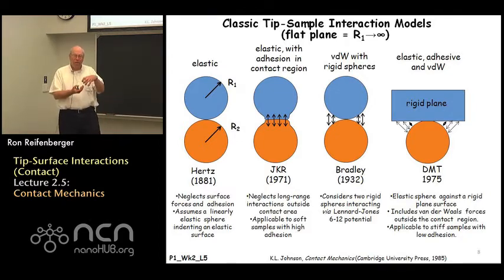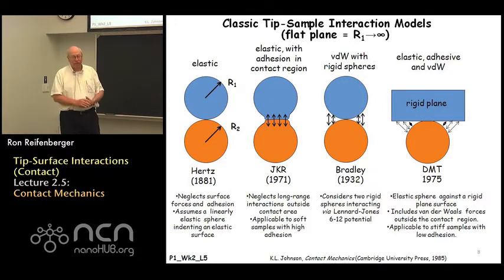In 1971, the JKR model was introduced. The JKR model is useful if one of the spheres is reasonably soft. In particular, the JKR model just includes forces between atoms and molecules in the region where the two spheres are in contact with respect to one another.